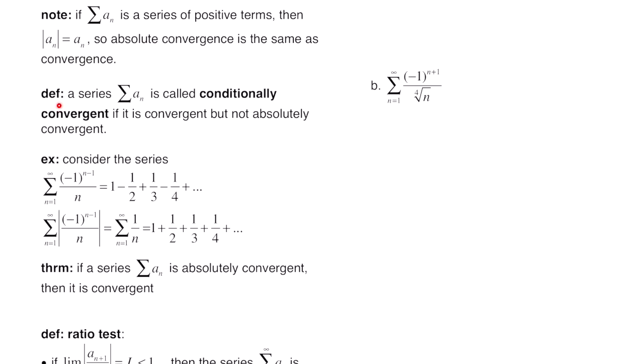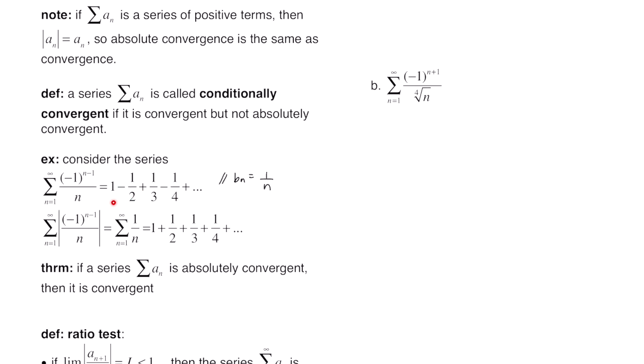Our next definition says a series a sub n is called conditionally convergent if it is convergent, but it's not absolutely convergent. So here's an example that shows conditionally convergent. We're going to consider the series negative 1 to the n minus 1 over n. Again, this is an alternating series. It goes 1, then negative 1/2, then positive 1/3, negative 1/4.